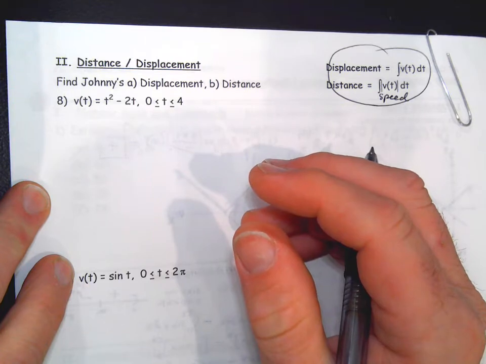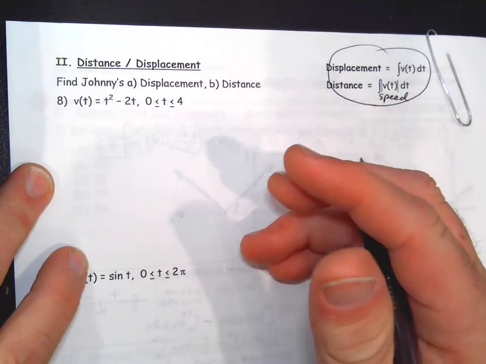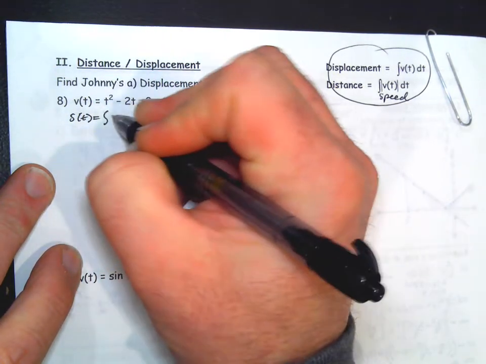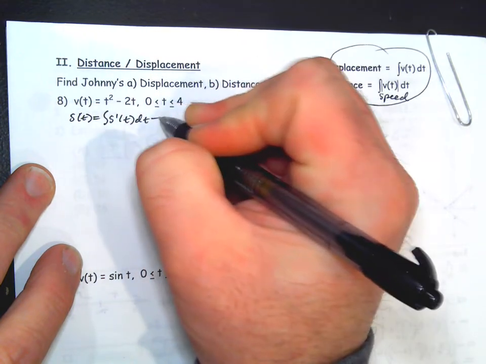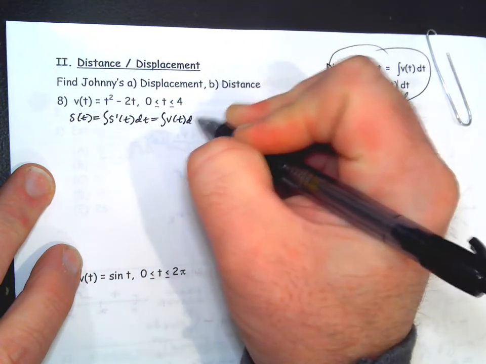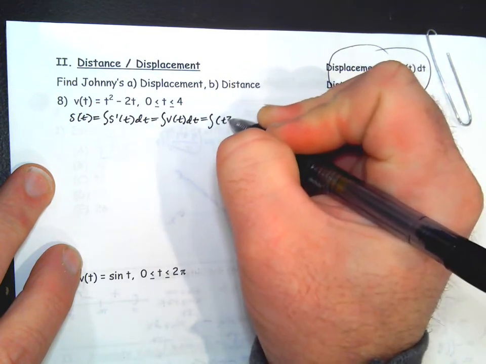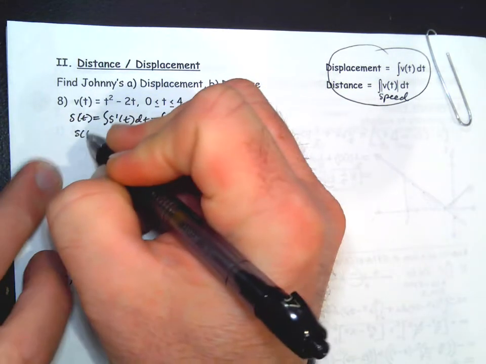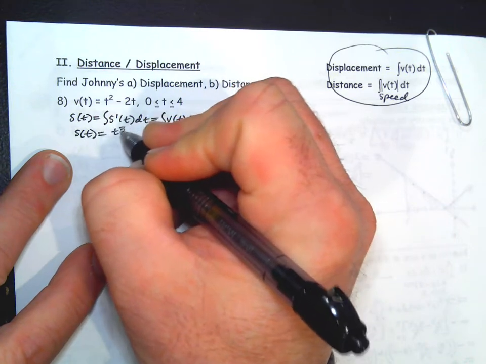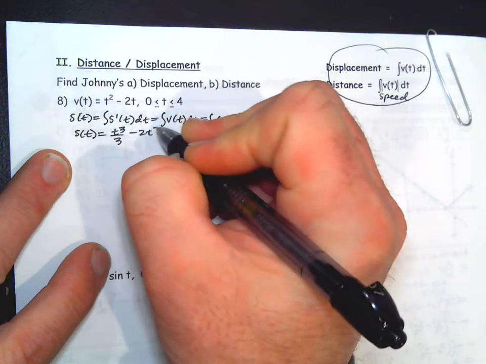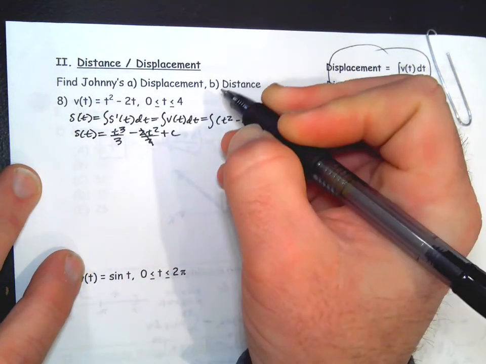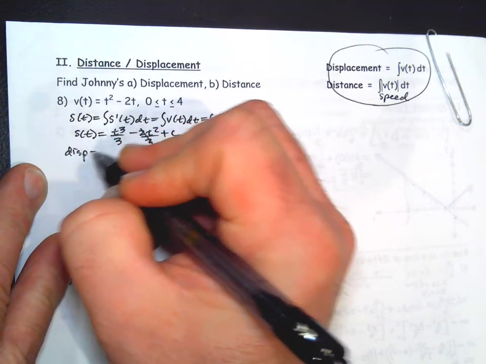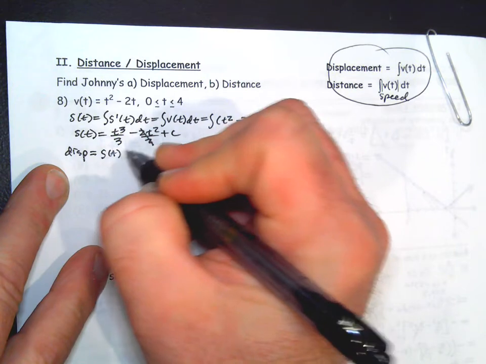I guess it depends on how you want to approach this. For displacement, you want to integrate the derivative of position, which is the integral of velocity, t squared minus 2t dt, is t cubed over 3 minus 2t squared over 2 plus c. Now, we don't really need to worry about the plus c because we're going to plug two different values into it and subtract it. So the displacement is s4 minus s0.